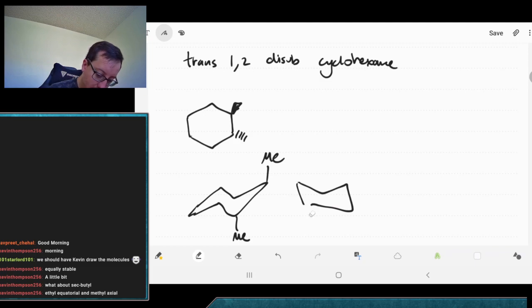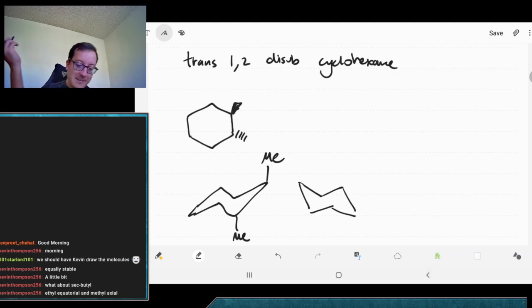I'm missing a carbon here, hold up. Yeah, whatever. This is so ugly. Let me try this again. Here, I'll try and mirror image it. There we go. Hey, that's a pretty good one.